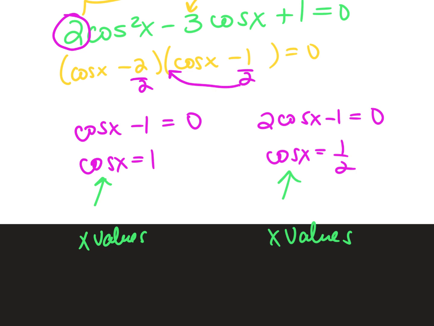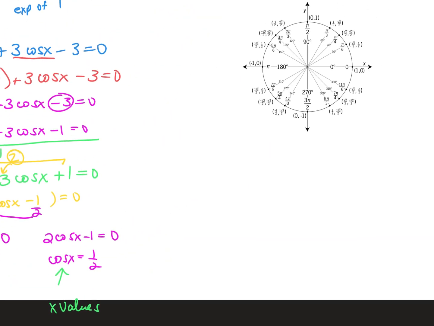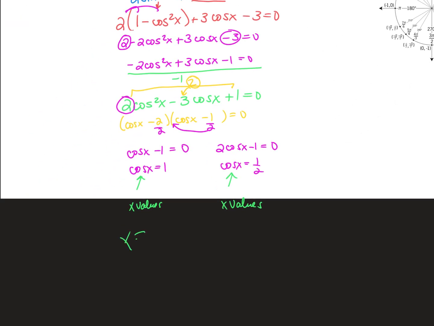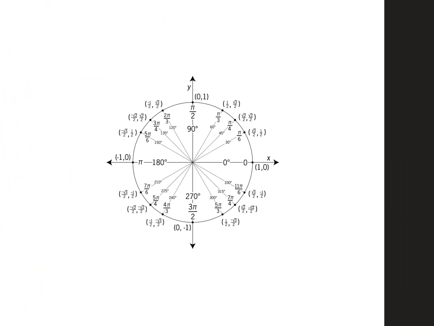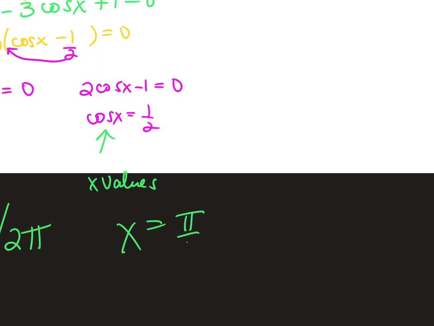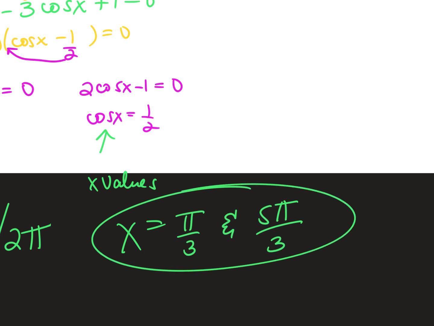So we go to our unit circle. Where is the x value positive 1? At 0. What's another way you can write 0? Yep, x equals 0 or 2 pi. I don't care which one. And then where are my x values positive 1/2? Pi over 3, yep. And where else? 5 pi over 3. Perfect. So pi over 3 and 5 pi over 3. Good.